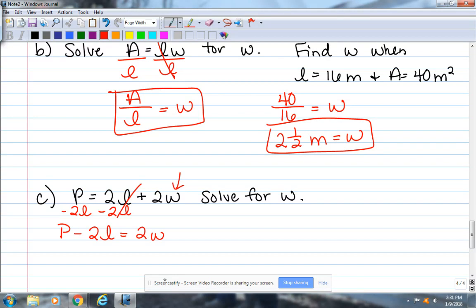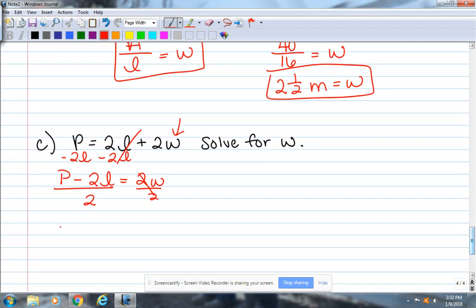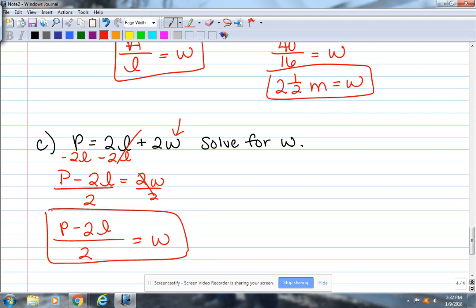I know this gets confusing when you got lots of different variables going on, but it's still just inverse operations. So if I have 2 times the width left over and I want the W to be completely by itself, how am I going to get that W by itself? Divide by 2. Very good. So, solving it for W, I get P minus 2L divided by 2 equals W. Okay, good job.